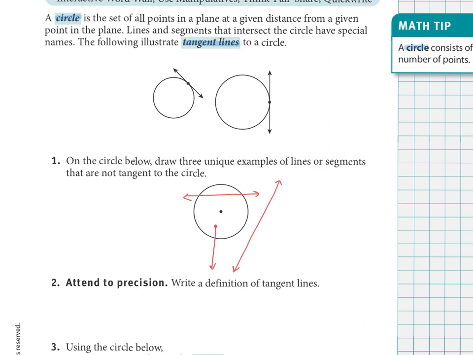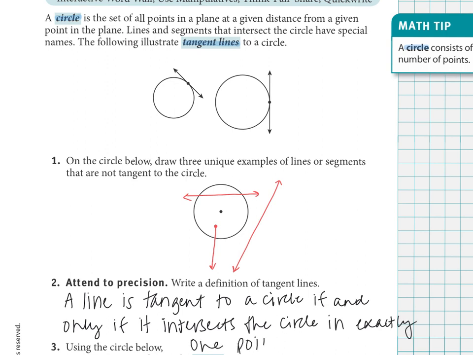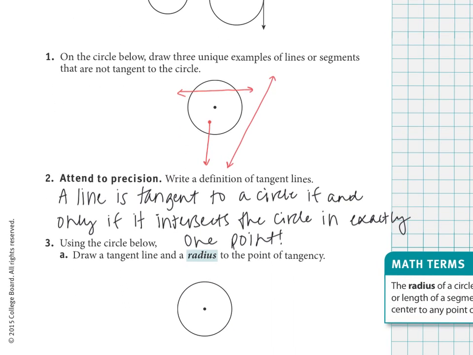So now for number 2, we're going to write a definition for tangent lines. So let's go ahead and start writing. We know it is a line, right? So we're going to say a line is tangent to a circle if and only if it intersects the circle in exactly one point. Alrighty, so we got that down. Now let's go ahead and go on to number 3.